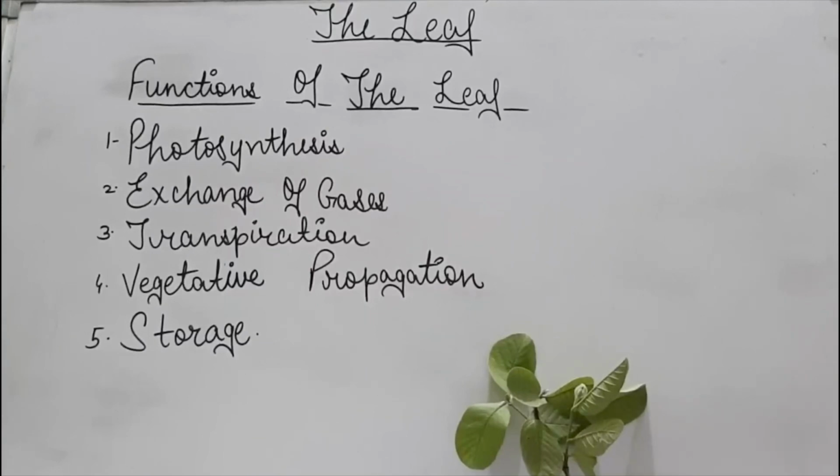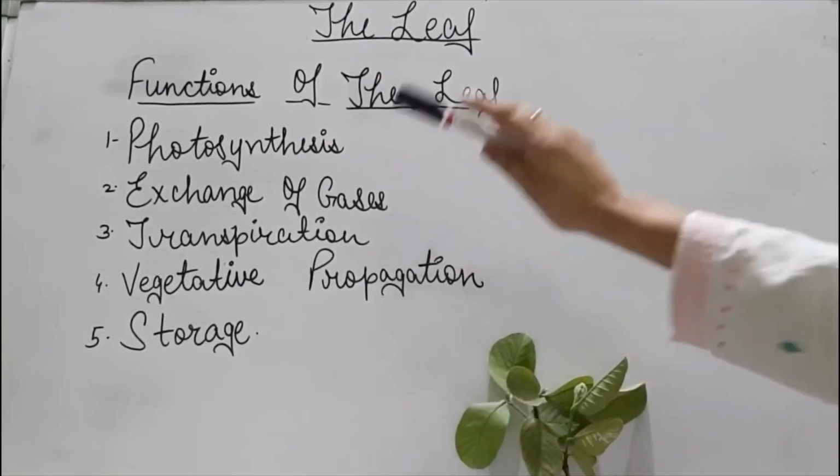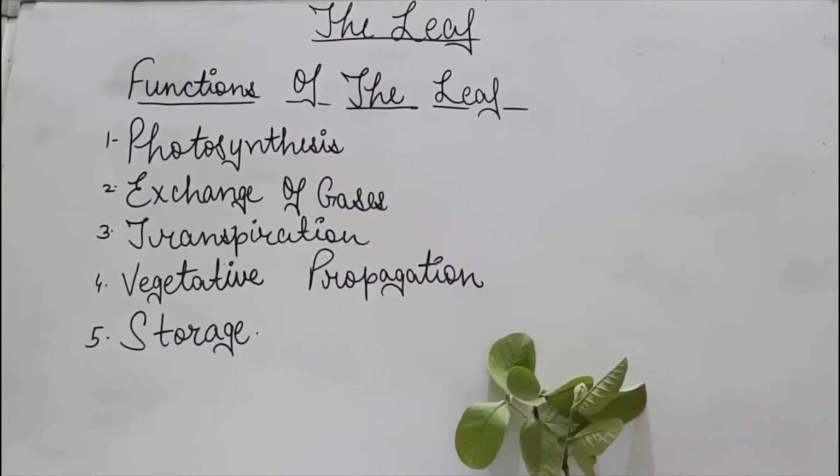During photosynthesis, leaves take in carbon dioxide and release oxygen, and during respiration, leaves take in oxygen and release carbon dioxide. Next function of the leaf is transpiration. Transpiration means the removal of excess water from the plants in the form of water vapor through stomata. This process occurs with the help of evaporation.